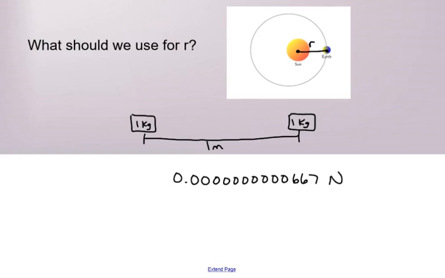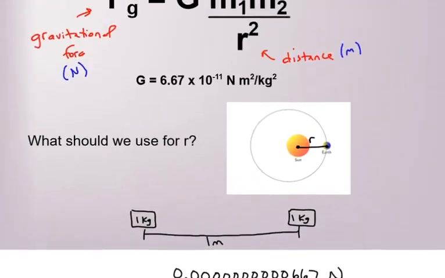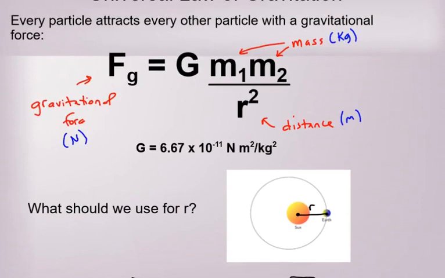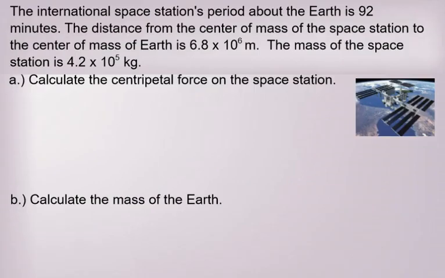6.67 times 10 to the negative 11 newtons. So there is a small attractive force when you have 1 kilogram a meter away from another kilogram. It is this amount, and so therefore we use it as a constant in our equation to have any distance and any masses work out to give us the force. Let's try putting this into practice.